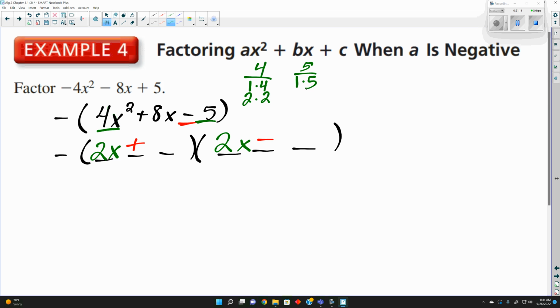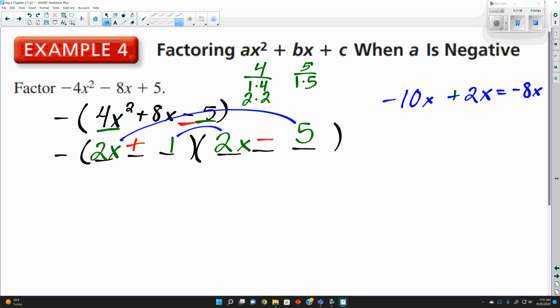And the factors of 5 are 1 and 5, guys. So we can just plug 1 and 5 in. And now we need to check it. 2x times negative 5 is negative 10x. 1 times 2x is plus 2x. And negative 10x plus 2x is negative 8x. Is that the middle term we wanted?